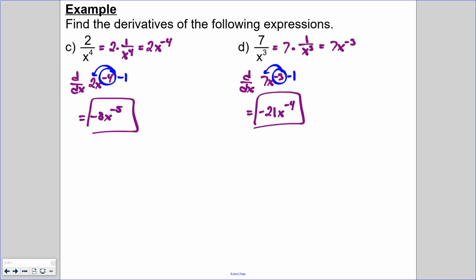Alright folks, that is it. Extend the power rule to functions with negative exponents.